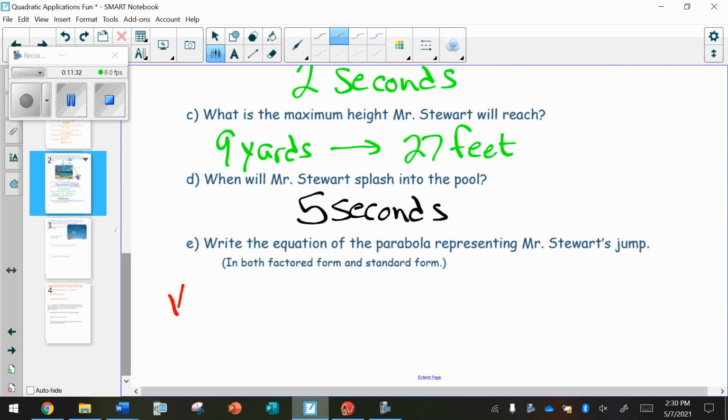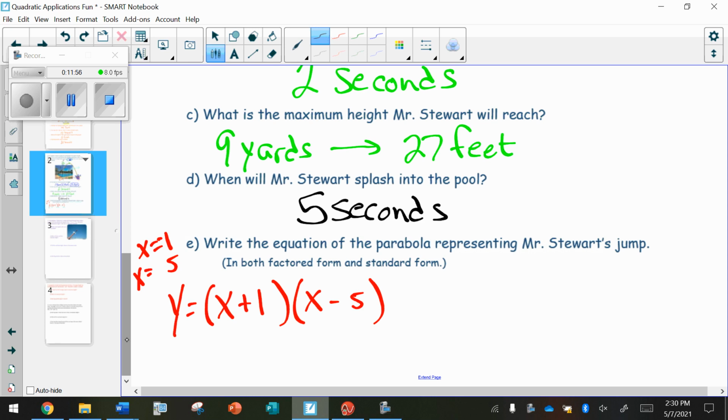So the factored form would be: those roots have to get changed in order to create the factors. So the root of -1 turns into a factor of +1, and the root of +5 turns into a factor of -5. So that is my factored form.